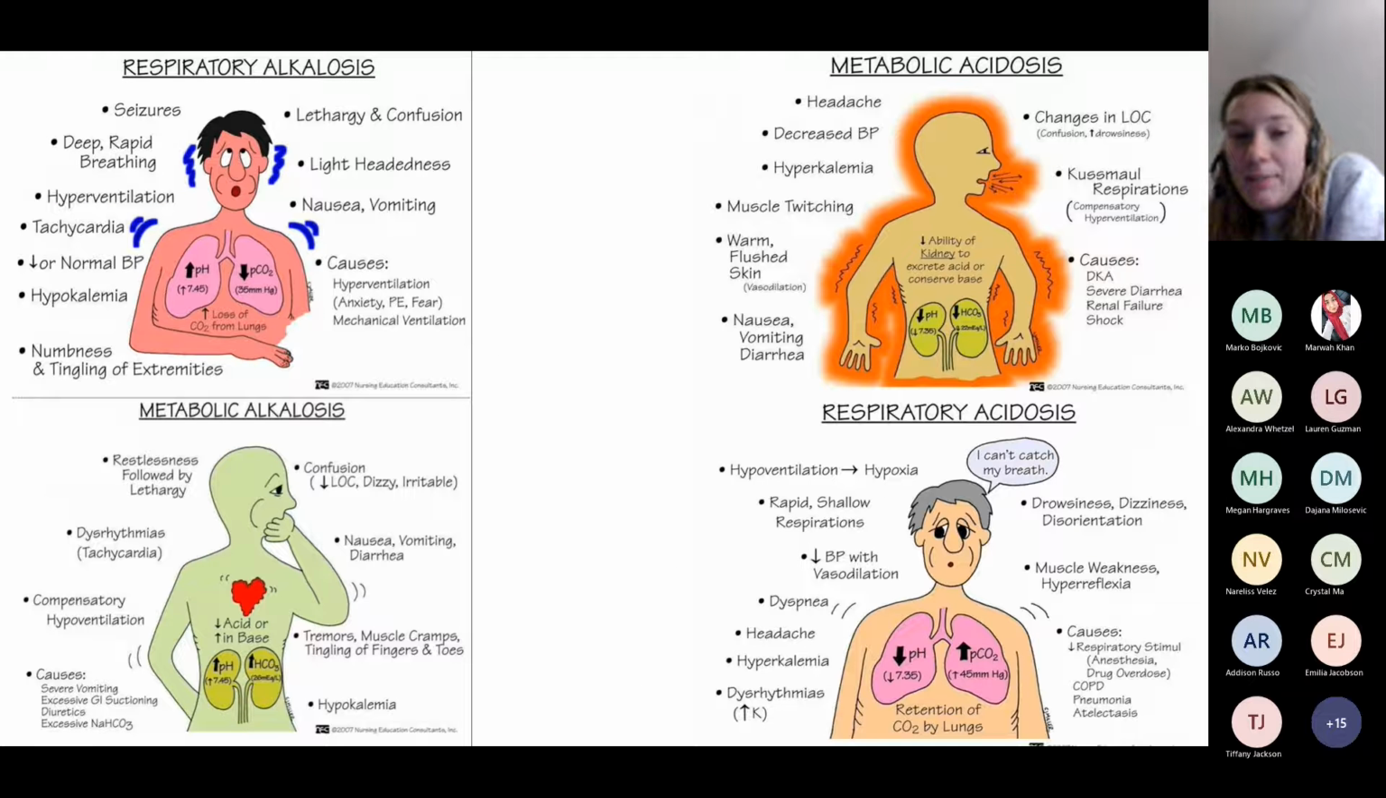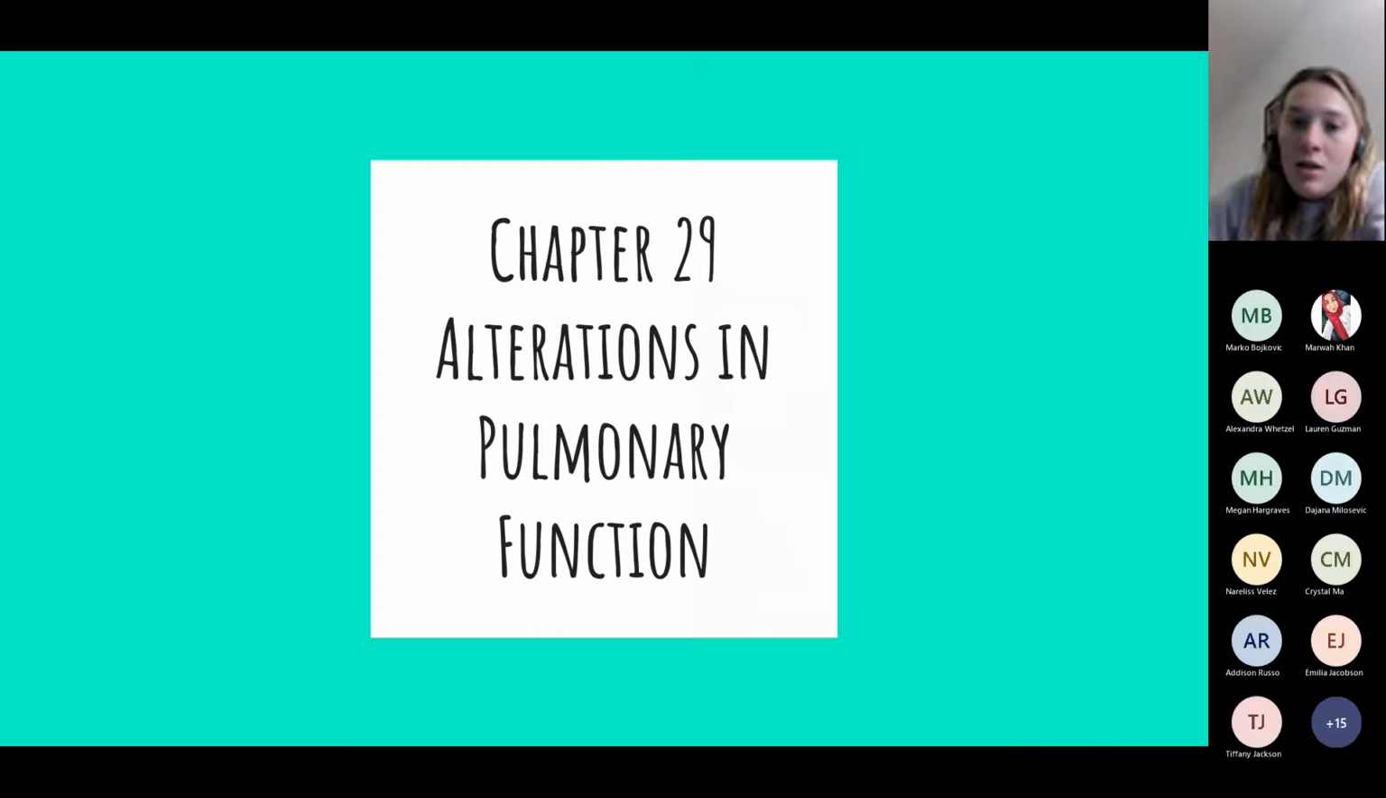I included these pictures. You guys have the PDF PowerPoint, but I just included some of the signs and symptoms of each. Not super important to memorize all of it, but I do think it's pretty cool and fun to look at. So let's get into the disease processes.